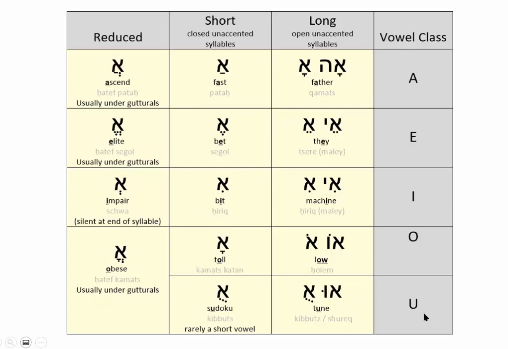Moving on to the U-class vowels, there are two forms. The one with the mater lectionis has a vav with the dot in the middle. This is called a shurik.